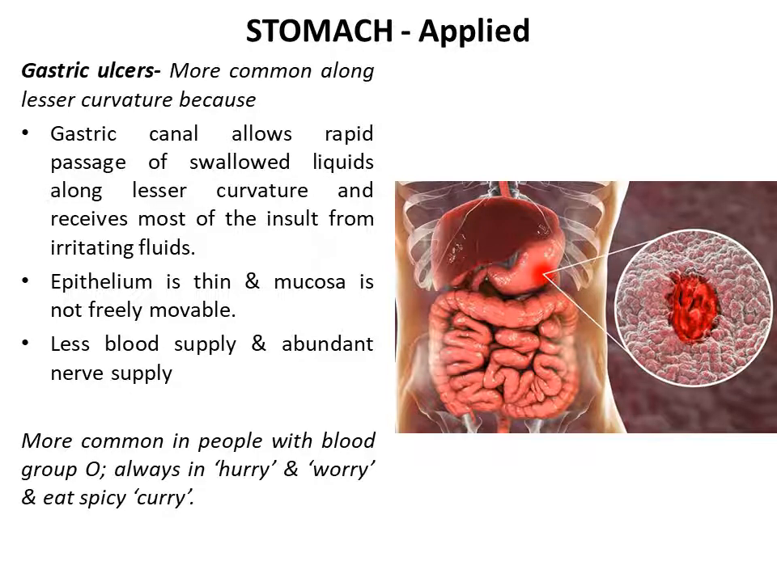It is also more commonly seen in people with the blood group O, or people whose personality is such that they are always in a hurry, or those who worry too much, or those who eat spicy curry. The treatment is antacids. However, if the person becomes resistant to antacids, vagotomy, that is cutting of the vagus nerve, can be done.